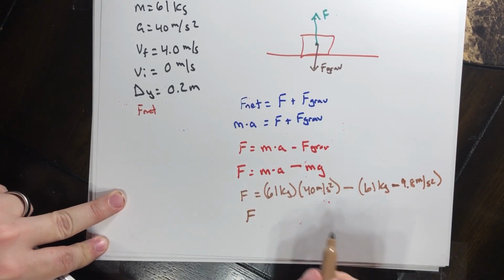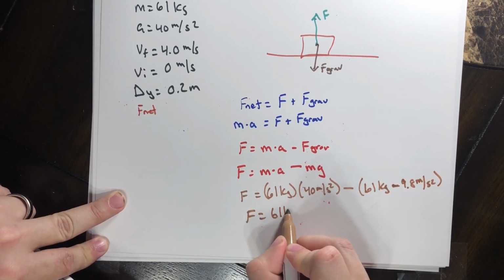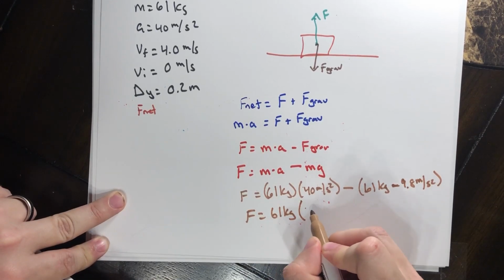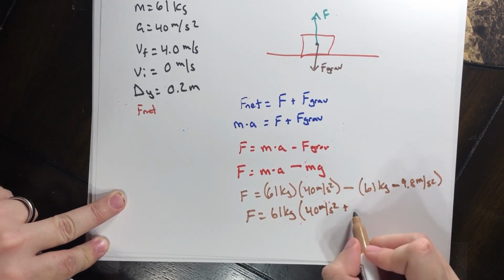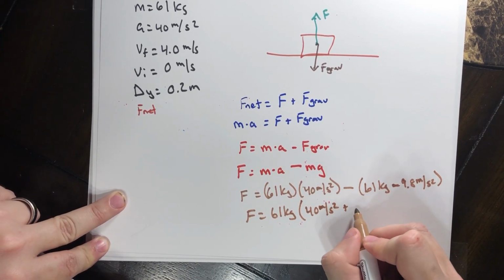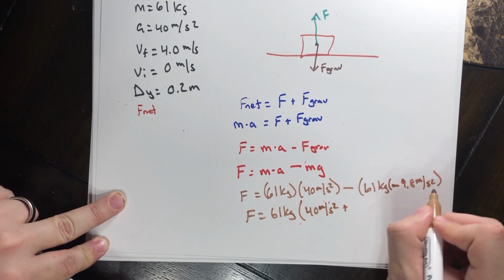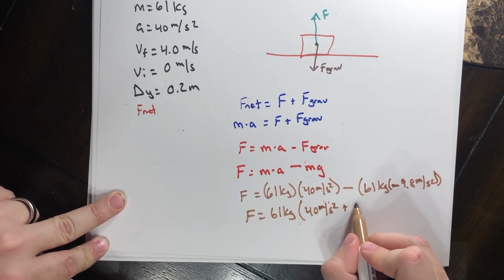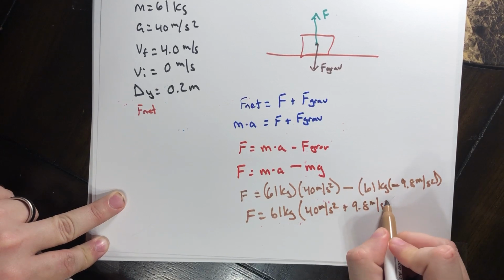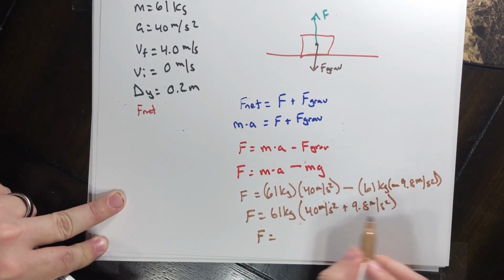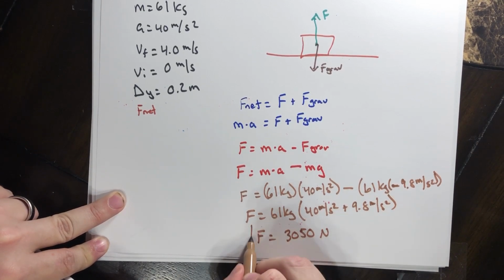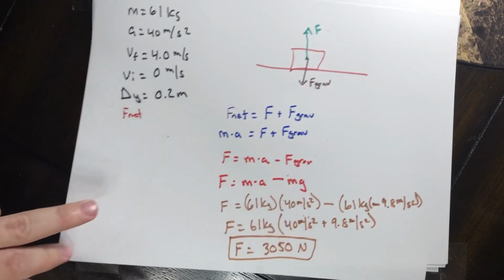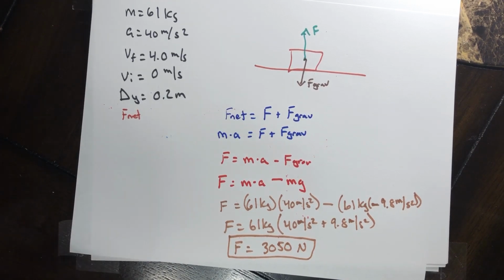Well, if we reorganize this, the masses can come out, so 61 kilograms times 40 meters per second squared, plus, because our negatives cancel out, 9.8 meters per second squared. And that's going to give us a total force, if we do the math on all that, of 3,050 newtons. So that's how much force he had to push to cancel out gravity and to speed up in 0.2 meters to get to 4 meters per second.